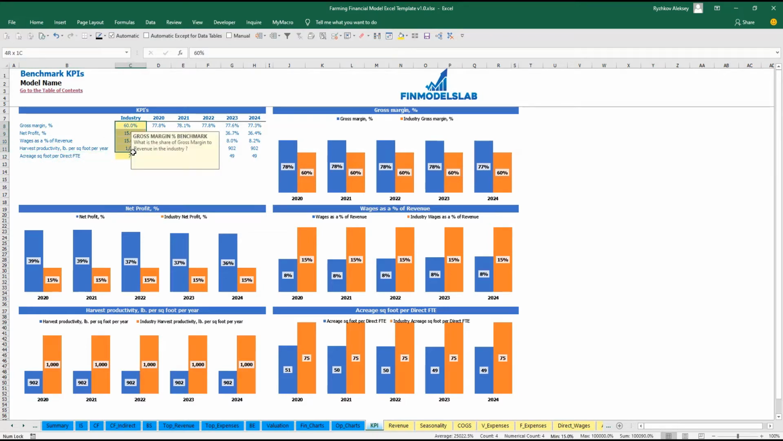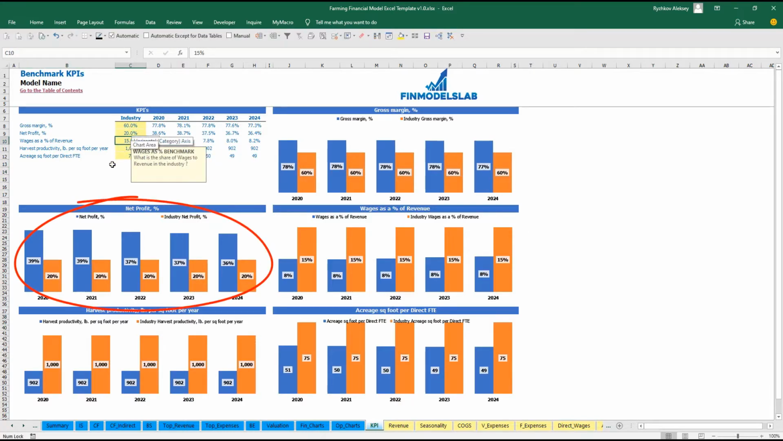All these yellow cells, which are industry KPIs, are changeable. Net profit can be 20%, for example, for your industry, for your country. And to the right of these yellow cells you may see the values calculated by the model, driven by assumptions you inputted before on the revenue, expenses and wages tabs.